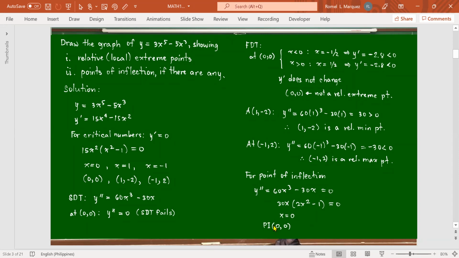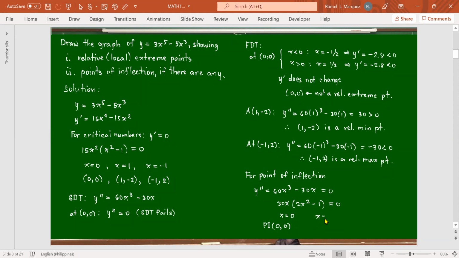Why point of inflection? Because we get it from y double prime equal to 0, and it's not a relative min nor a relative max. If it is not a relative min, not a relative max, and you get it from y double prime equal to 0, then it's a point of inflection. Let's say you get it from y double prime equal to 0, but it happens to be a relative min or a relative max. It cannot be a point of inflection anymore.